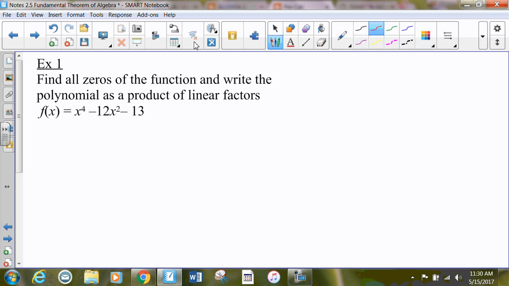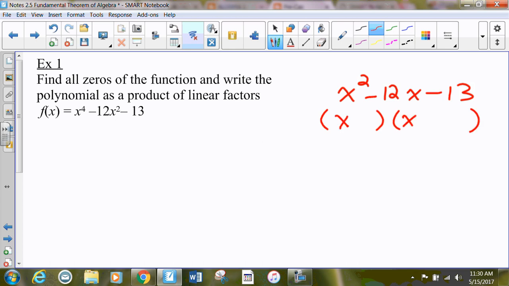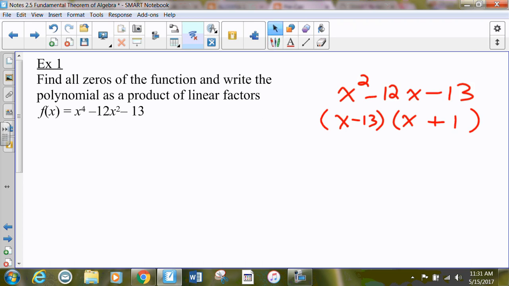Now I can't even see the problem, so let me get rid of those circles. What if I wrote this same function as a quadratic? All I'm doing is changing the exponents, so I'm keeping the same proportion, but it gives me an idea. I'm like, oh, I can factor this, right? Two numbers that multiply to equal negative 13, but add to equal negative 12. How about negative 13 and plus 1, right? And then I think I can take this factoring I just did and apply it to this function that has a fourth degree.